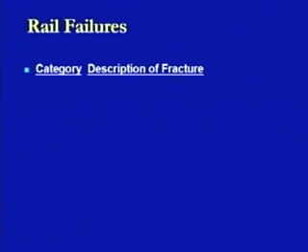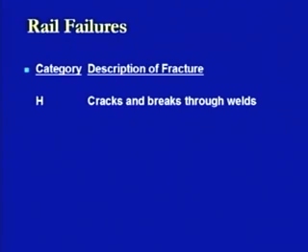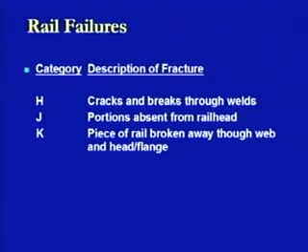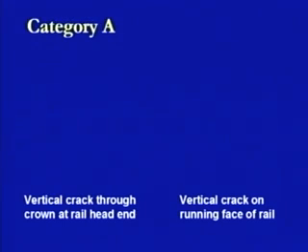Then we move further, like H, cracks and breaks through the welds. J is the portions absent from the rail head. K is the piece of rail broken away through web and head or flange. Likewise, it goes up to U. So, there are different categories by which we can describe all these fractures or the rail failures.